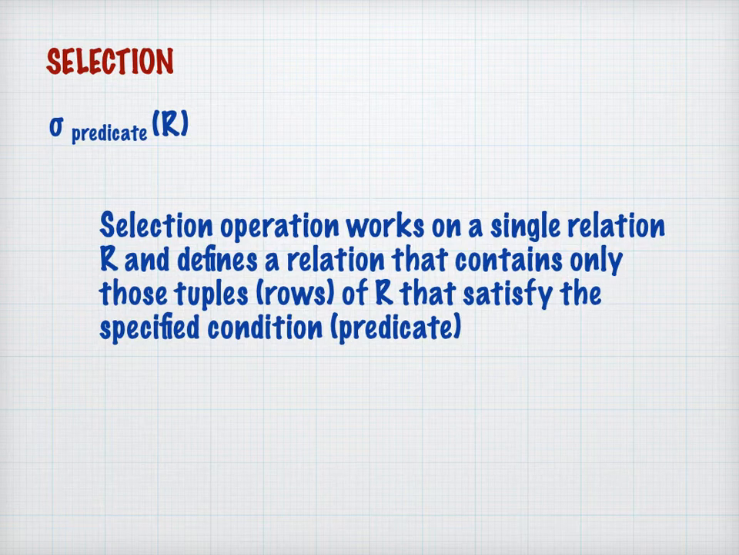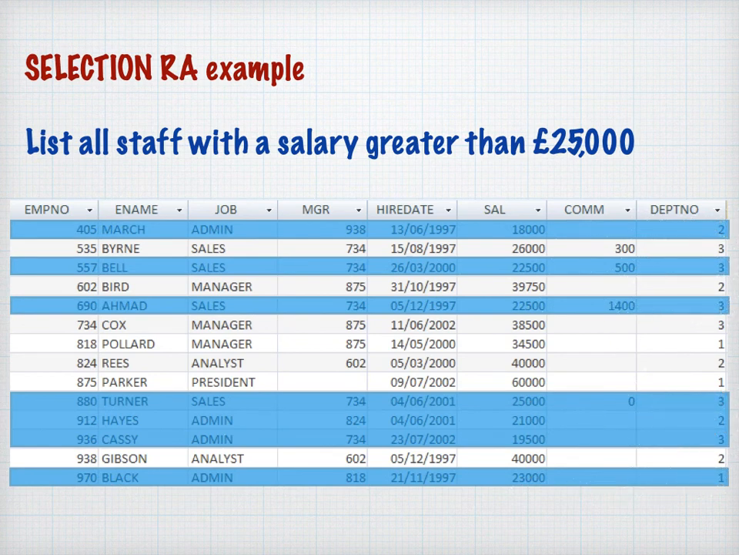So let's look at this one here. Let's imagine we've got this emp table, and what we're really interested in is the particular staff where the salary is greater than 25,000. So if you think about that, have a look at the salary column there. You can see we are particularly interested in those staff, for example, Byrne, Bird, Cox, Pollard, Rees, Parker, etc. Those are the ones where the salary is greater than 25,000. Now the way that we express that in relational algebra is like this.